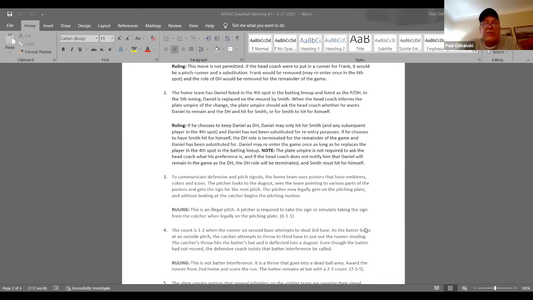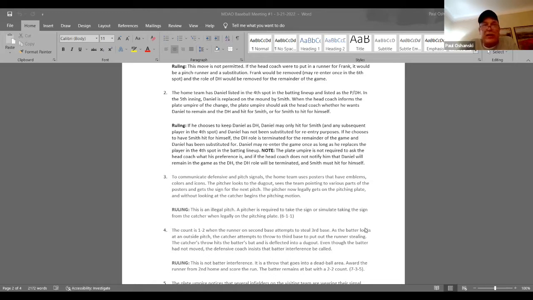If he chooses to have Smith hit for himself, the DH role is terminated for the remainder of the game, and Daniel has been substituted for. Daniel may re-enter the game once as long as he replaces the player in the 4th spot in the batting lineup. And there's a note to it. The plate umpire is not required to ask the head coach what his preference is. And if the coach does not notify him that Daniel will remain in the game as a DH, the DH role will be terminated and Smith must hit for himself. I strongly recommend that you ask the coach what he wants to do.